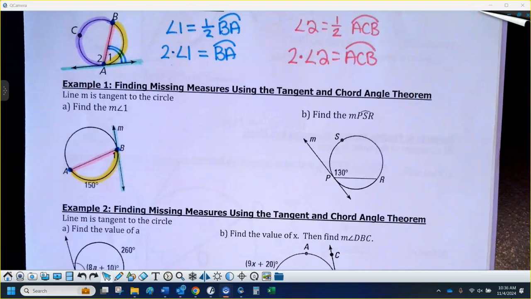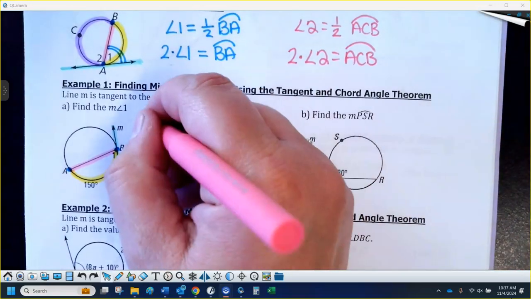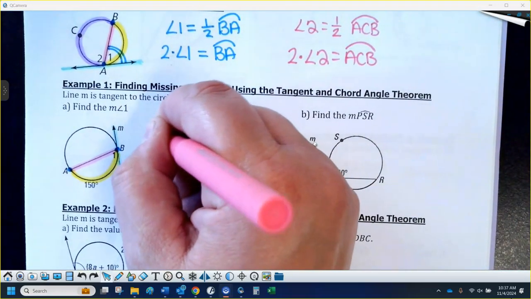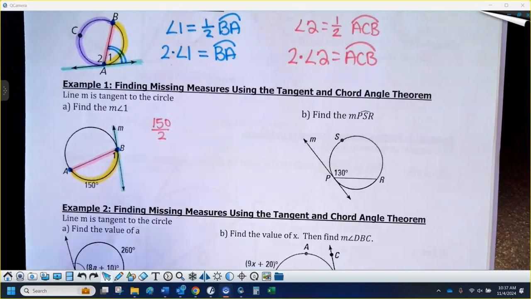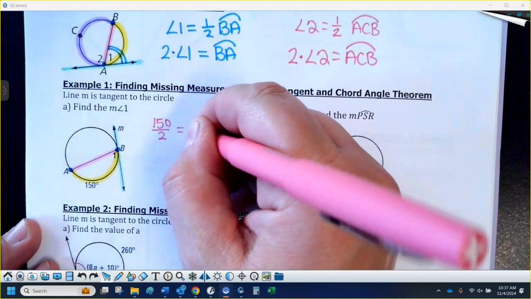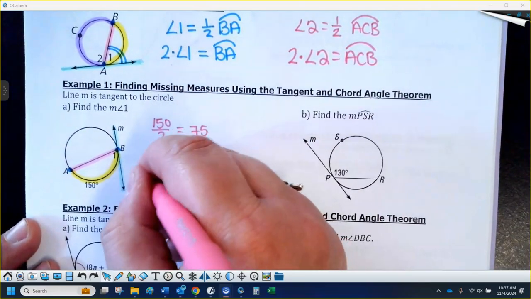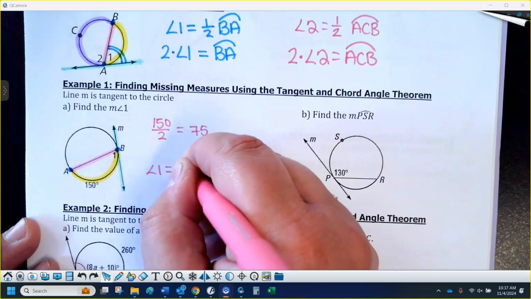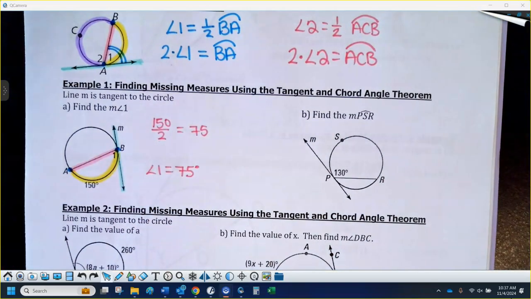So if the vertex of angle 1 is where the B is at, if it's on the circle, all you got to do is cut the arc in half. So it says the arc is 150. So for angle 1, we just take 150, divide by 2, or multiply by a half, however you want to do that. But that's just going to give you 75. So angle 1 there is exactly half the measure of that intercepted arc. So it's just going to be 75 degrees. That's all you have to do.